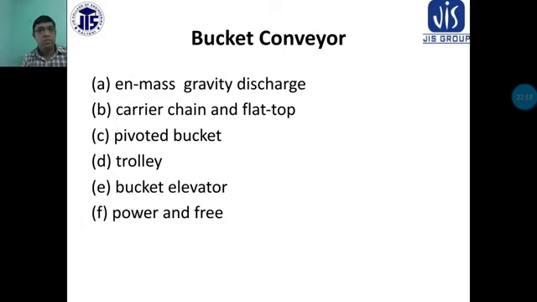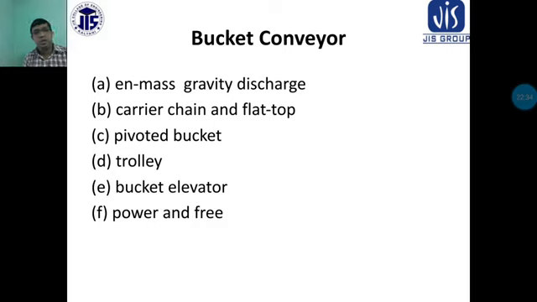And the pivoted bucket: in a few cases we can see the bucket is pivoted here, and then a few structures are given for the movement of materials from one station to another station. But you have to concentrate on the different types, for example the lift, which is considered according to vertical movements, where one bucket is used.